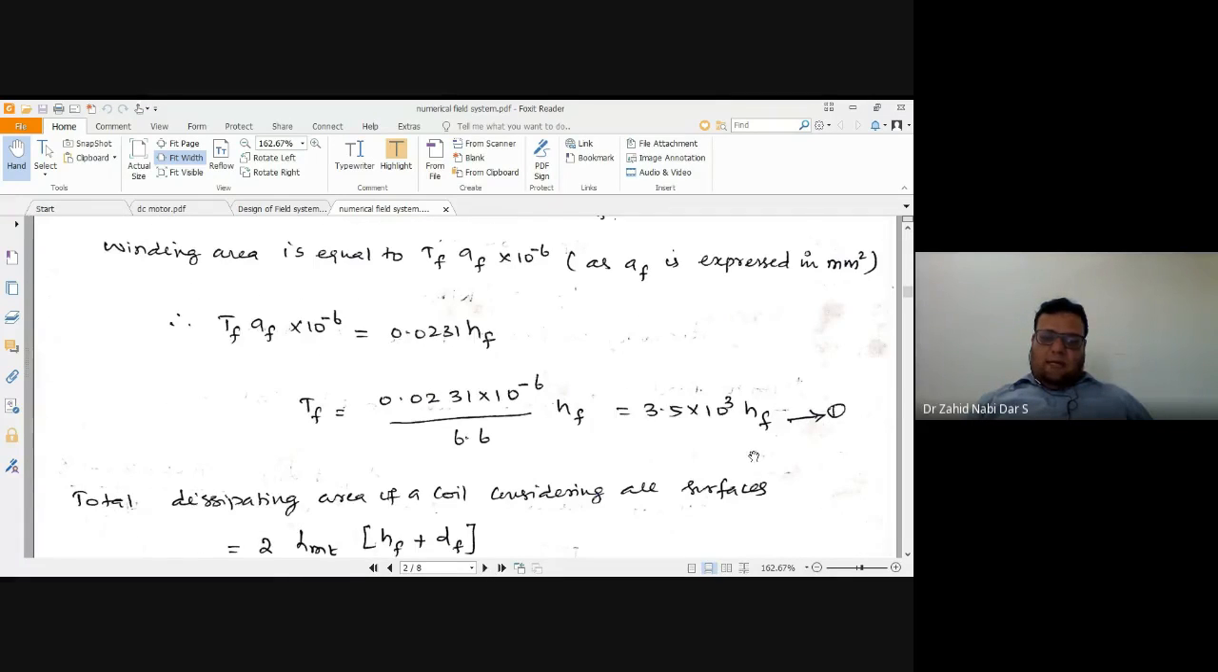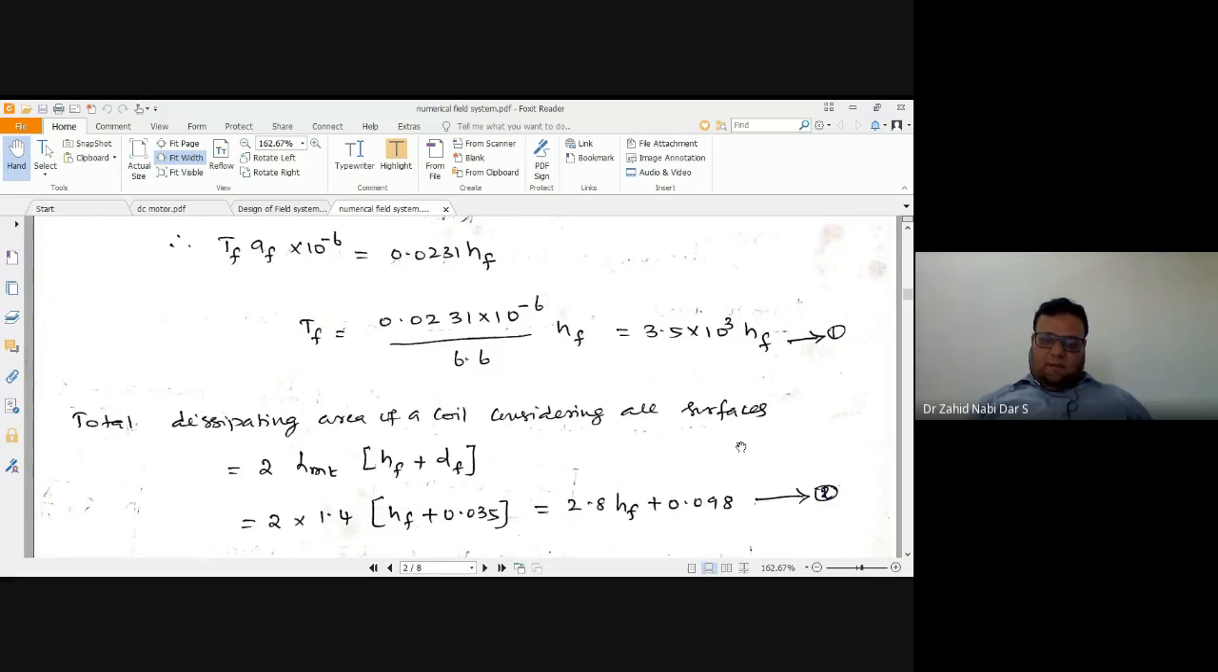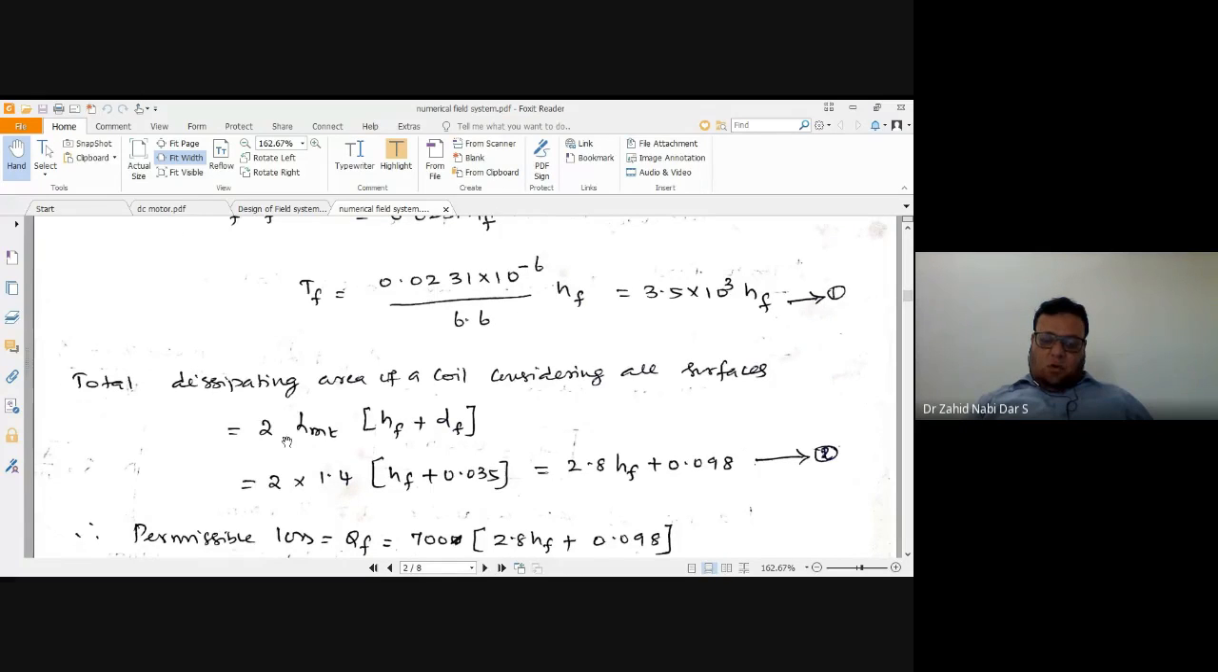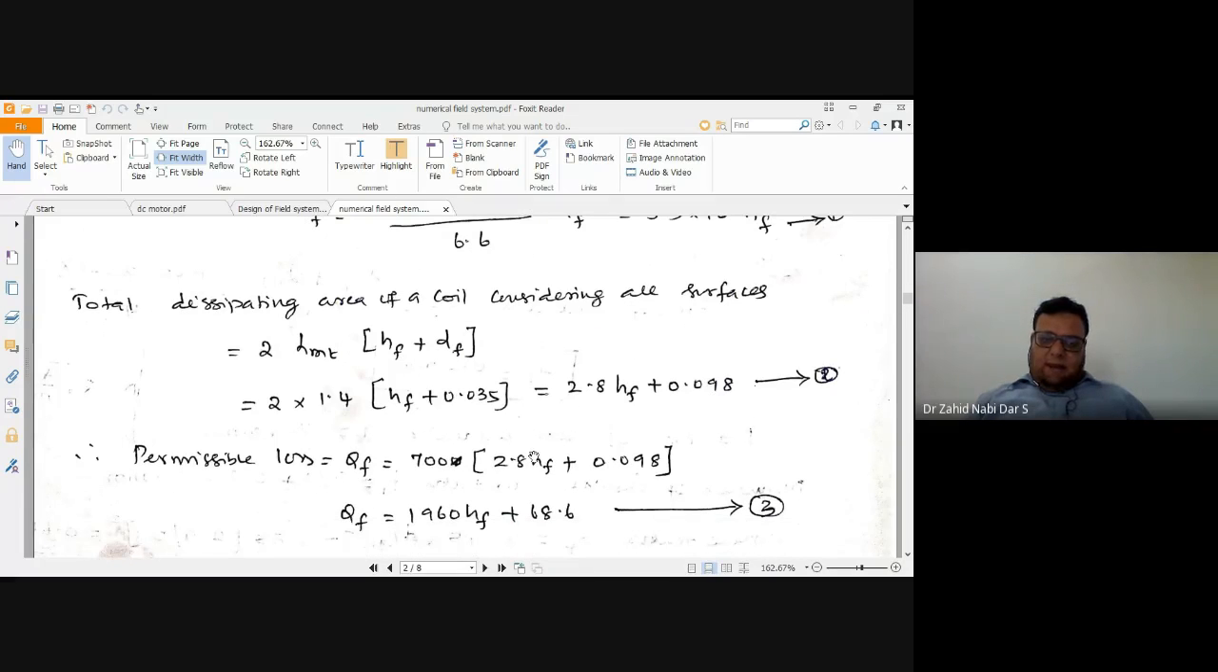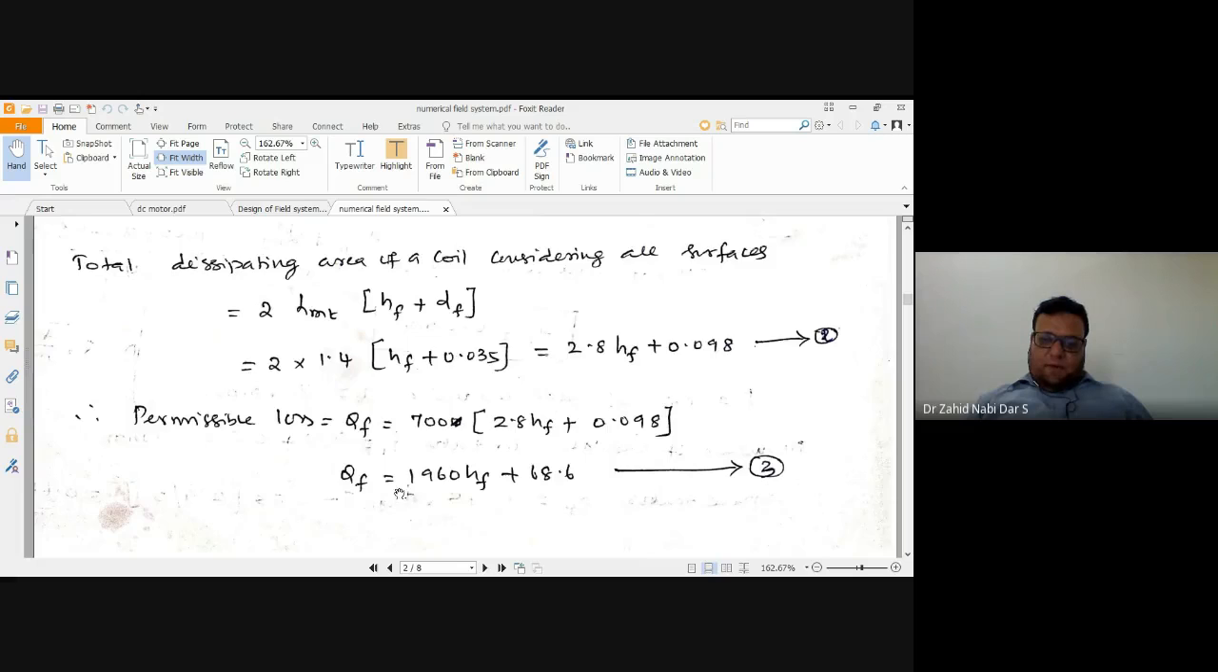Now the total dissipating area of the coil, considering all the surfaces. Here he has considered all the surfaces, so 2 into 1.4 HF plus DF. Otherwise this DF was not there. If top and bottom are eliminated, it means 2 LMT HF only, not DF, because this is for the top and bottom. So here is a tricky question. So 2 into 1.4 HF plus this thing. Now the permissible loss is given, QF is 700 times this, 700 into 2.8 HF plus 0.0098. So this is QF in terms of HF.